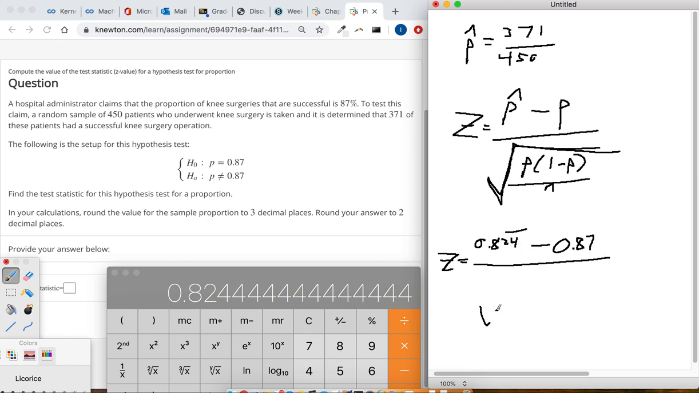Oh, it's a bad square root. But plug in 0.87, population proportion. And then I'm kind of simplifying here. 1 minus 0.87 is 0.13. And then n, the sample size is 450.